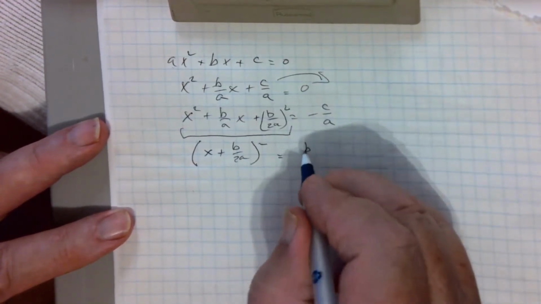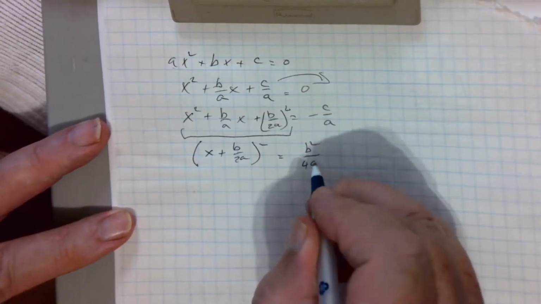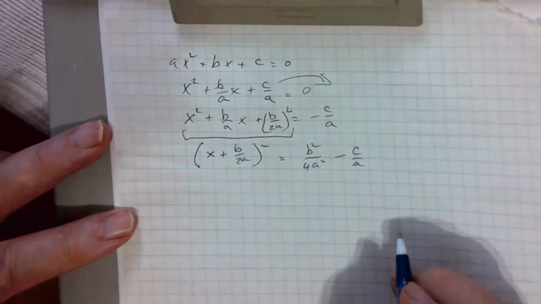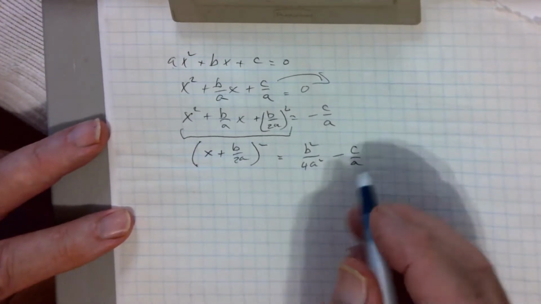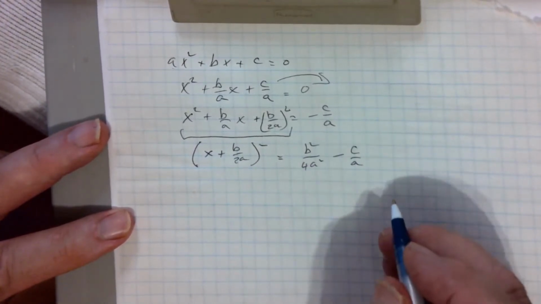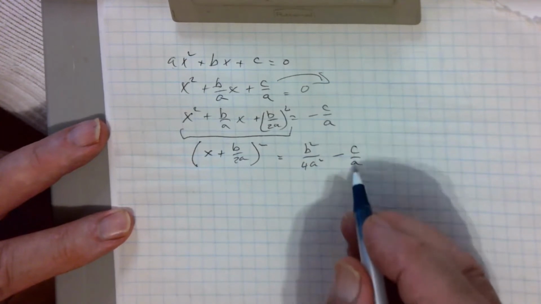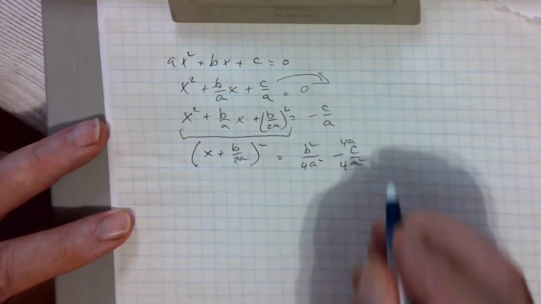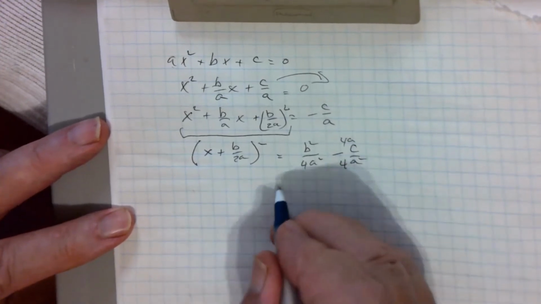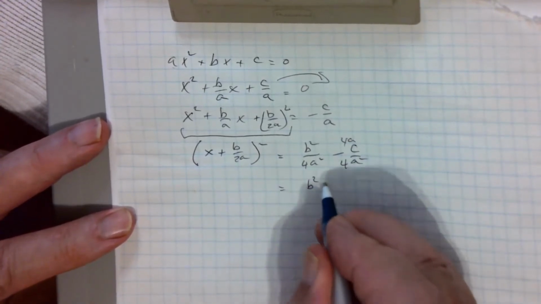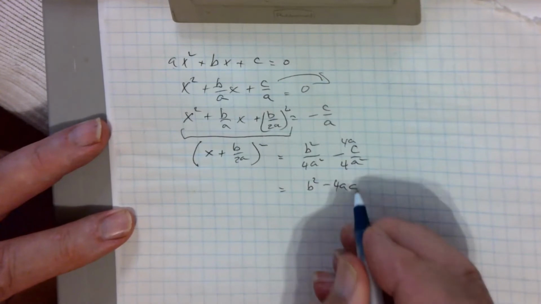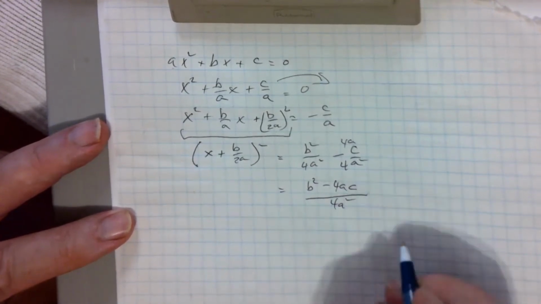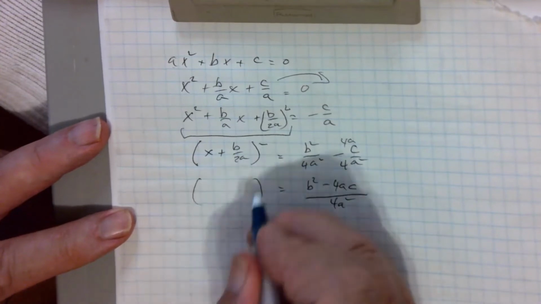I have b squared over 4a squared, and here's minus c over a from before. To make these common denominator, I have to multiply top and bottom here by 4a. Okay. b squared minus 4ac. Well, what do you know? And on the bottom I have 4a squared. And that's equal to this whole thing squared.